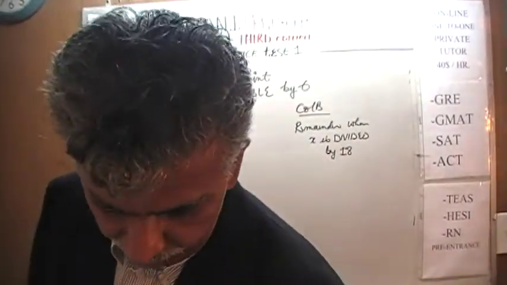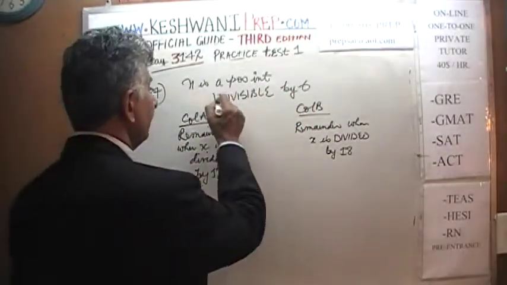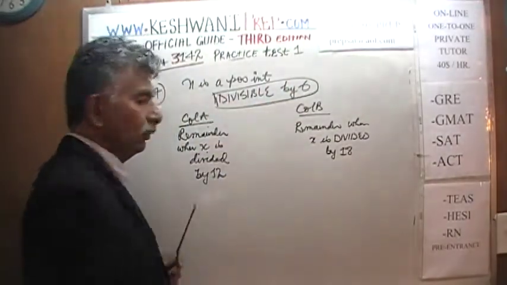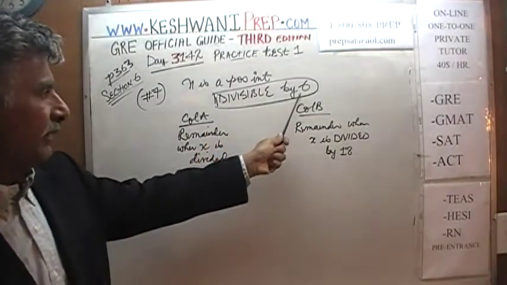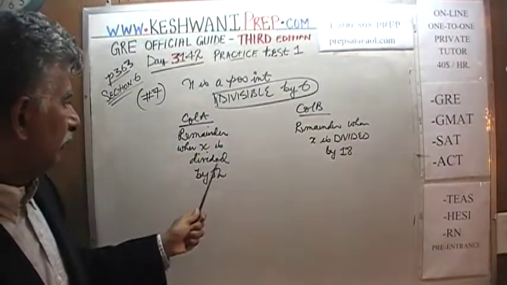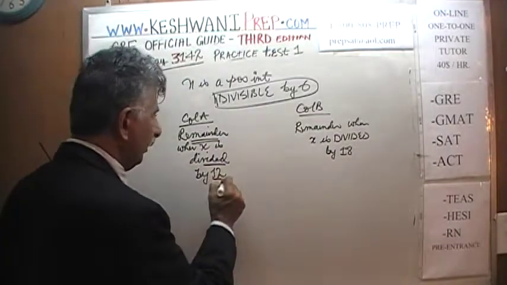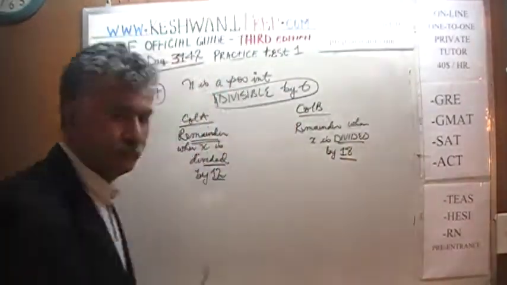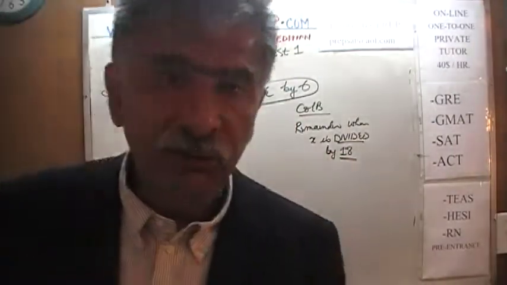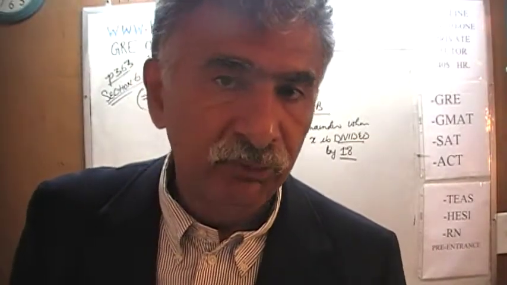We know it's a positive integer, and we also know that it is divisible by 6. That we do know. Question is, if we were to find such a number, something that is divisible by 6, what will we get for remainder? What will we get for remainder when we divide it by 12? And what will we get as the remainder when we divide the same number by 18? Well, the simplest, the quickest, the easiest, the most economical way here, as always, is to plug in numbers.